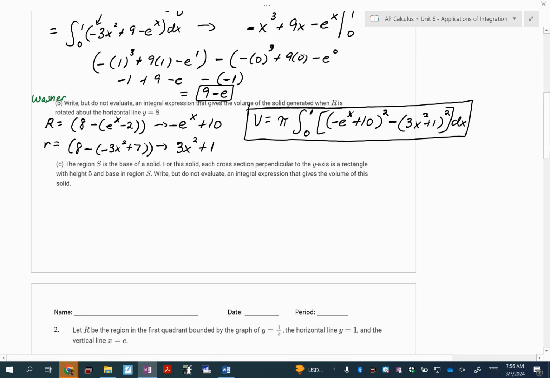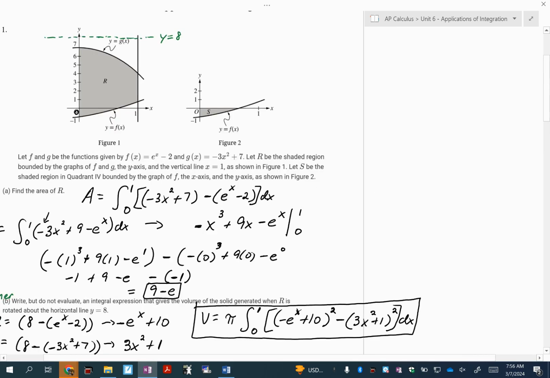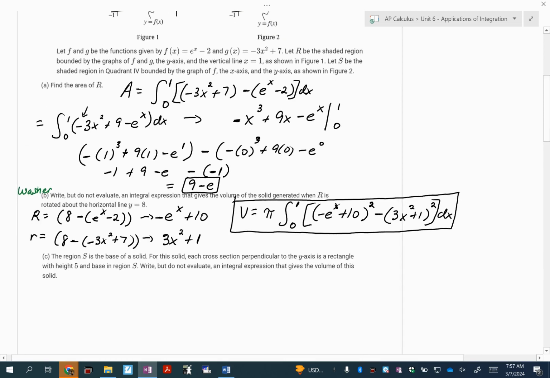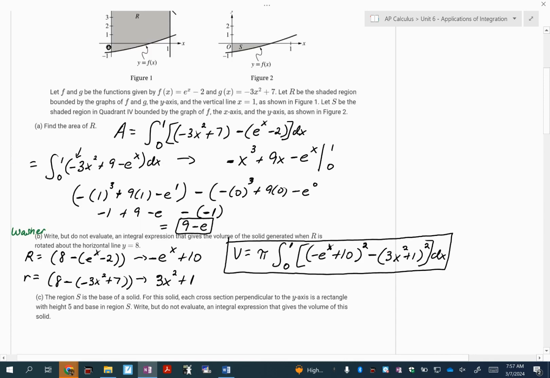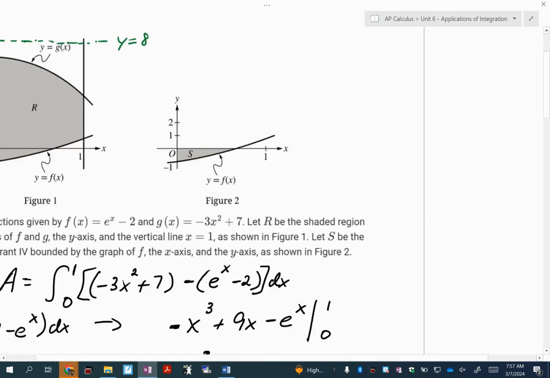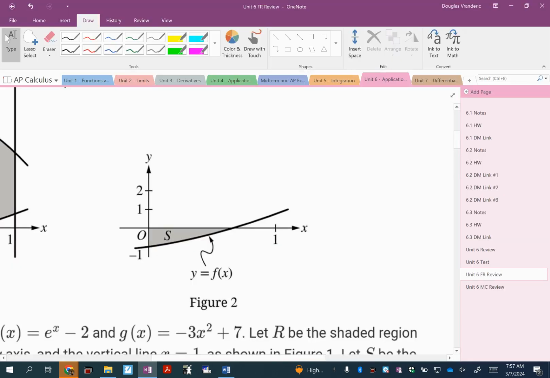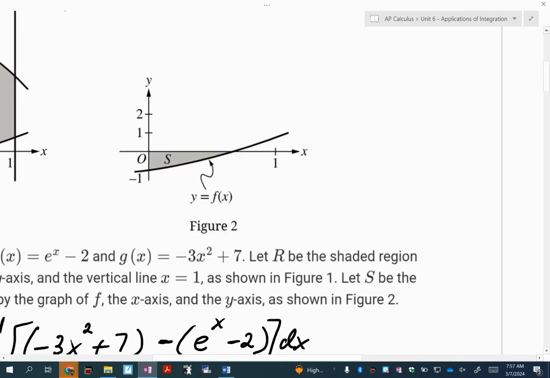Okay, part C. All right, so part C, we're moving to region S, so we haven't done anything with figure 2 yet. And it wants to figure out the volume of a solid if we're looking at each cross-section perpendicular to the y-axis is a rectangle with height 5 and base is region S. So it's hard to kind of show you, but I'll try to zoom in for you. Use a different color. So the idea is perpendicular to the y-axis means that when I draw a rectangle, it's going to be like this.